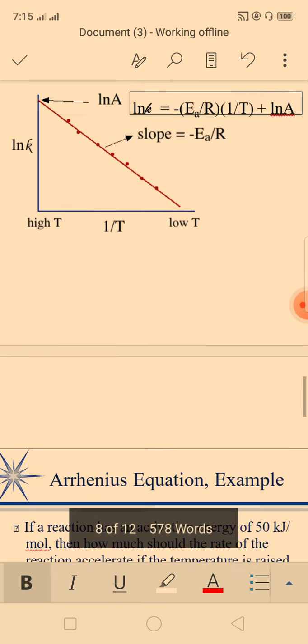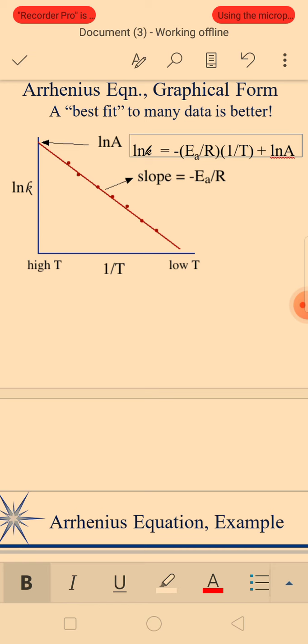Dear students, today's lecture is about the Arrhenius equation and the determination of energy of activation.